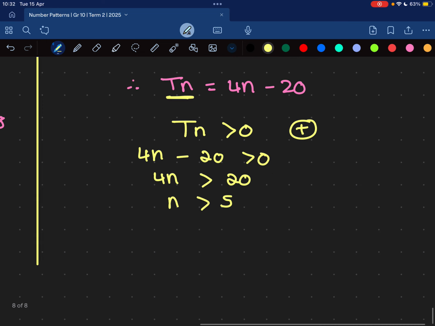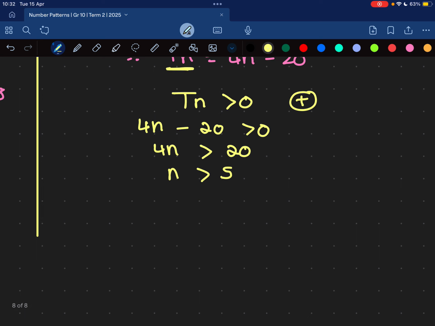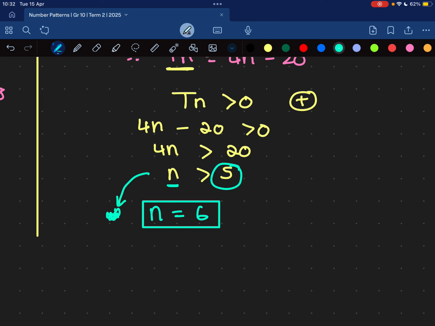So you have to answer the question. It said which term will be the first positive term. So the first positive term must have an n value that is greater than 5. So the nearest whole number that's bigger than 5 is going to be 6. Okay, don't forget this step. You can't leave it here. You will lose 1 mark because the question specifically asked you which term is the first term to be positive, and it's the 6th term.